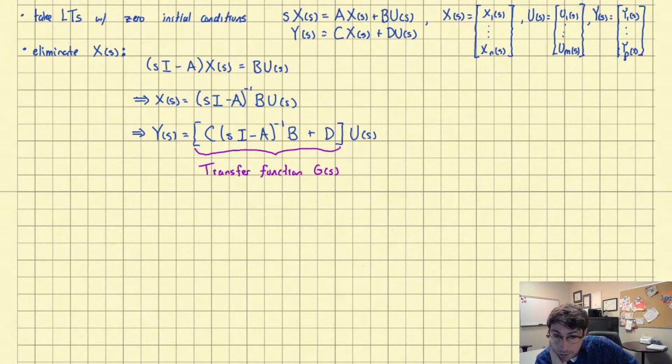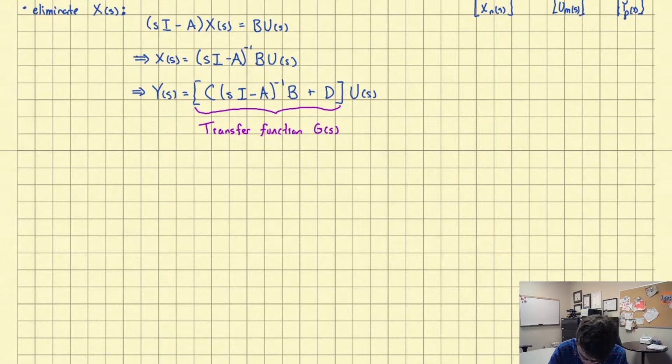So this is a way to go from a state space model, remember, a state space model is A, B, C, D, to a transfer function model. I'll mention here that MATLAB has a function which can do this, called ss2tf. It'll take the matrices A, B, C, D, and it will produce the transfer function associated with those matrices.